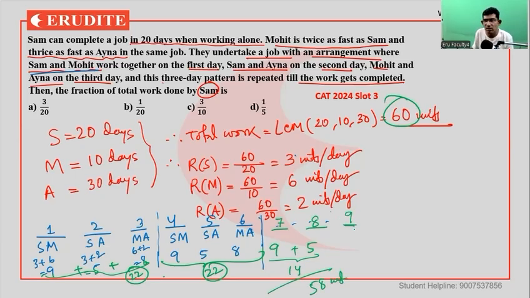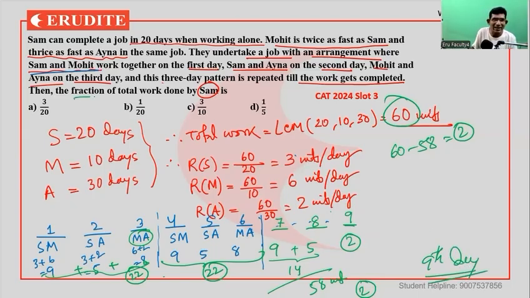So what will happen on the 9th day? On the 9th day, Mohit and Aina can do 8 units. But what is the remaining work? Remaining work is only 2 units. Right? That means on the 9th day, the work will be finished. It will take some portion of the 9th day, not the full 9th day. But I can say the work would be finished on the 9th day. But that is not my question.